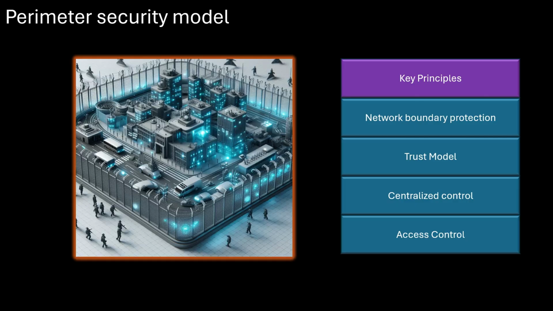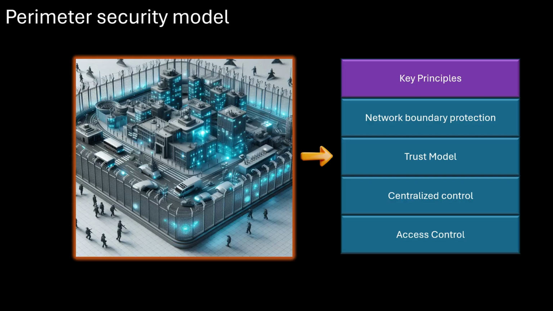While designing such security models, there are fundamentally four principles. First principle is network boundary protection. While doing so, the primary focus is on securing the network's outer boundary, which is called the perimeter, through various security measures such as firewalls, intrusion detection and prevention systems, and gateways, antivirus solutions.